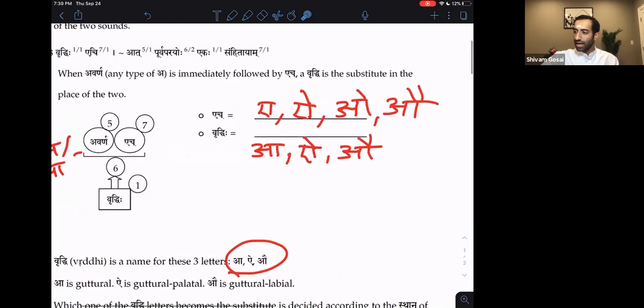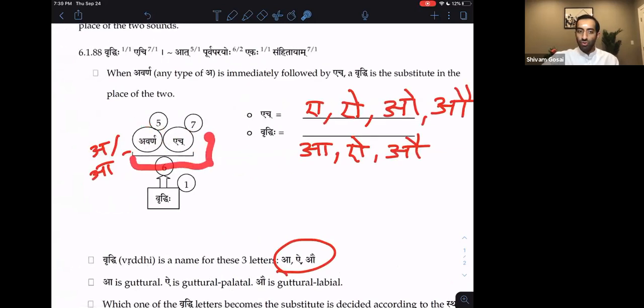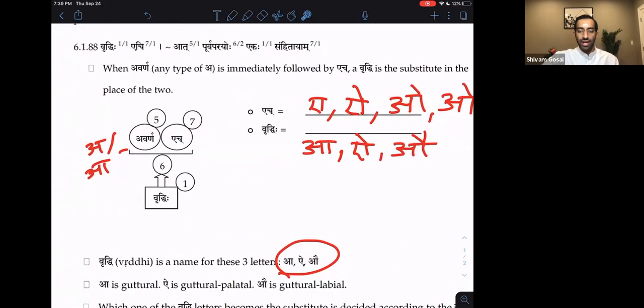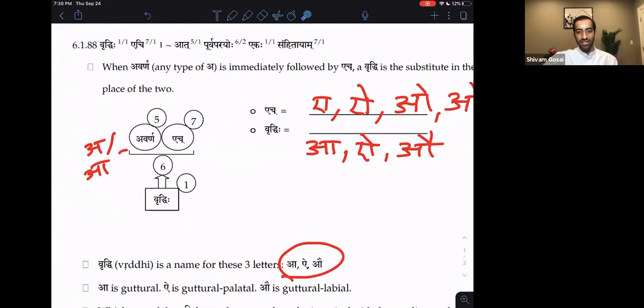So avarna meeting the diphthongs, and then both get replaced by something called vriddhi. Vriddhi is a technical word, okay? It has a specific meaning in this context, and it's a name for these three letters down here: A, I, and O. A, I, O. So we saw this last time. When avarna meets the diphthongs, both get replaced by vriddhi, which is one of these three letters.